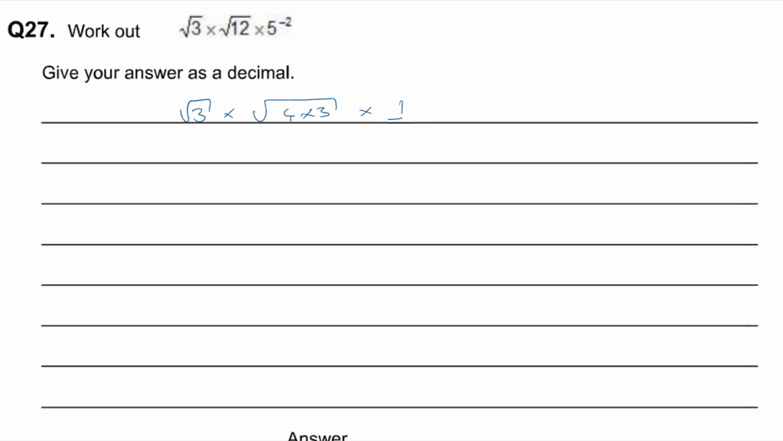5 to the minus 2 is 1 over 5 squared, isn't it? So then I've got root 3 times, well, root 4 is 2, so that's going to be 2 root 3. And that's divided by 5 squared. But root 3 times 2 root 3 is going to be, root 3 times root 3 is 3, times 2 is 6, so it's going to be 6 over 25. Okay, and that's my final, no it isn't, because that's not a decimal. If I want to get that into a decimal, if I times top and bottom by 4, I'm going to get 24 over 100, and then that as a decimal is going to be 0.24, isn't it?